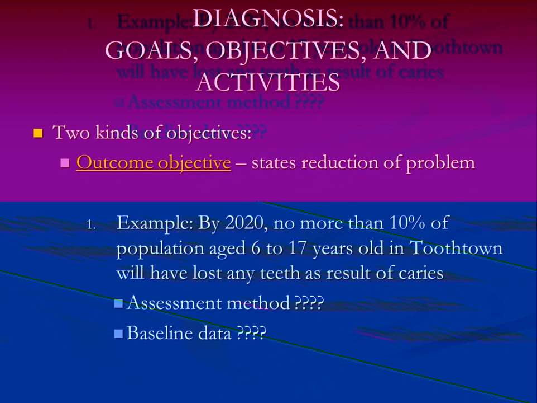The baseline data, we can assume that baseline data told us that tooth loss as a result of caries was a major problem, and it was greater than 10%. We can't say it was like 25 or 30% just based on this objective, but we can definitely conclude that over 10% of the population in this age category had tooth loss as a result of carious lesions. So that's the outcome objective.